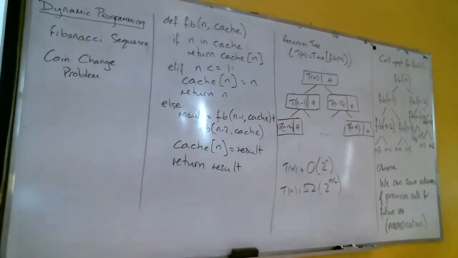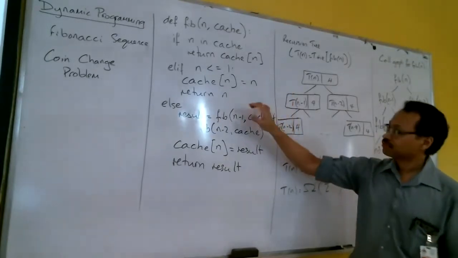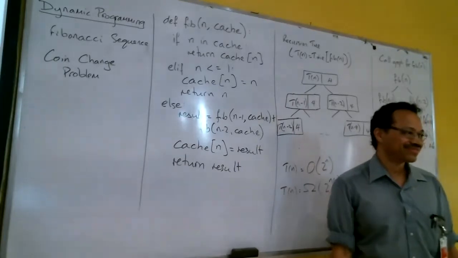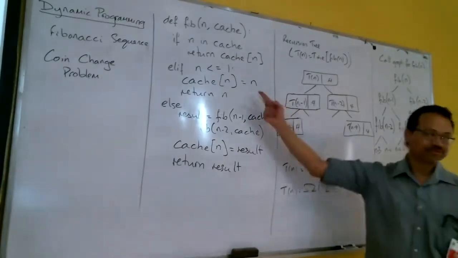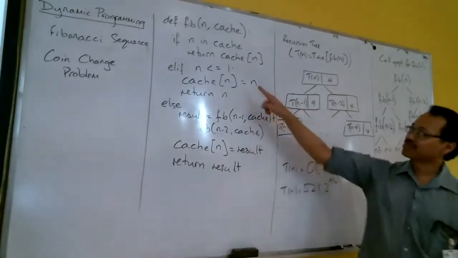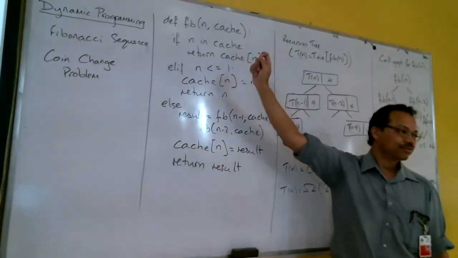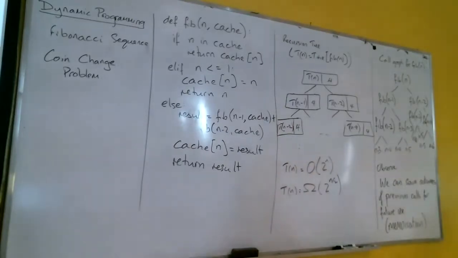Yes, absolutely necessary. The question was, is it really necessary to do this cache n equal n? 100%. What's the alternative? Exactly, it's just going to be only 0 or 1, so this is only going to happen twice, because subsequent times you're going to hit it here. All right, that's another way.